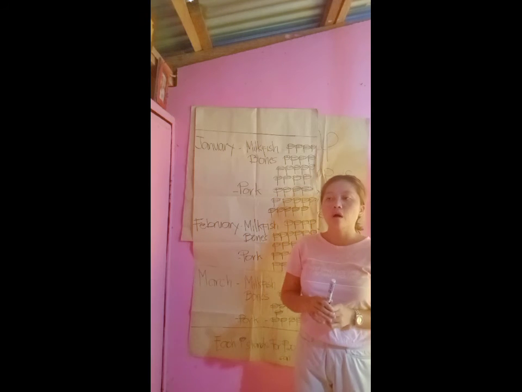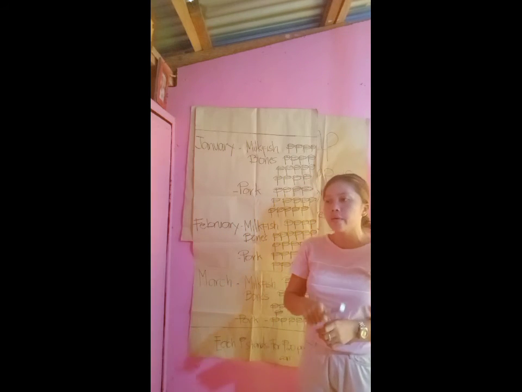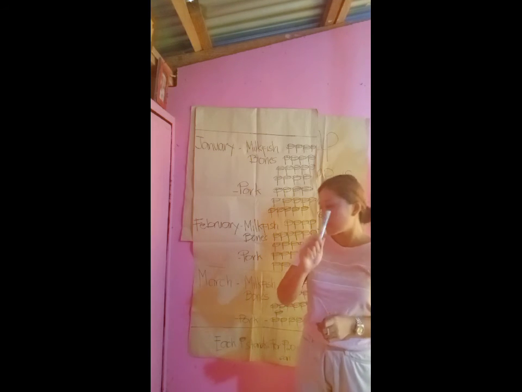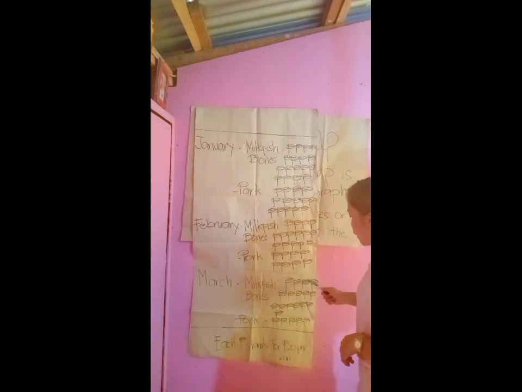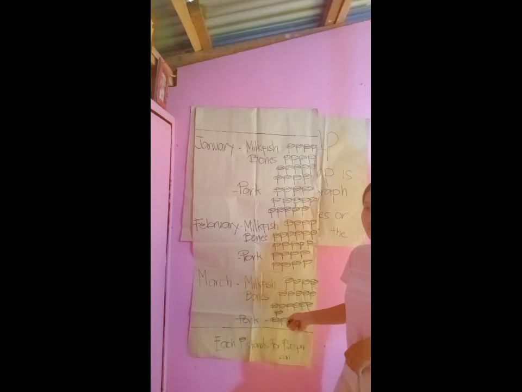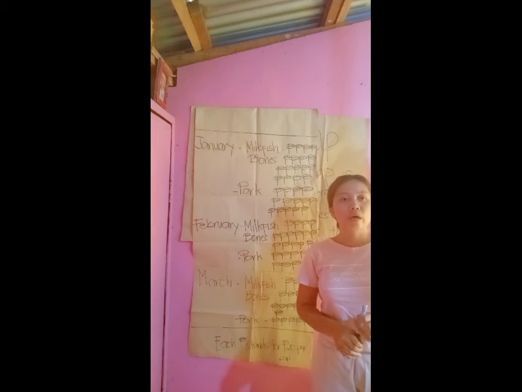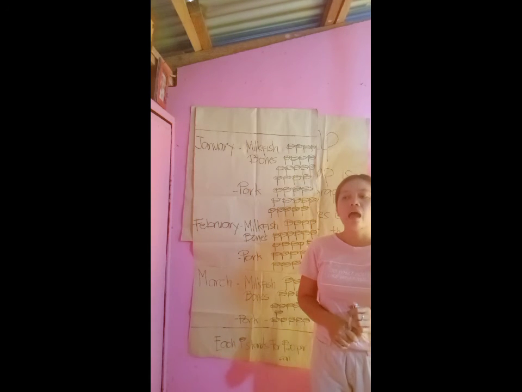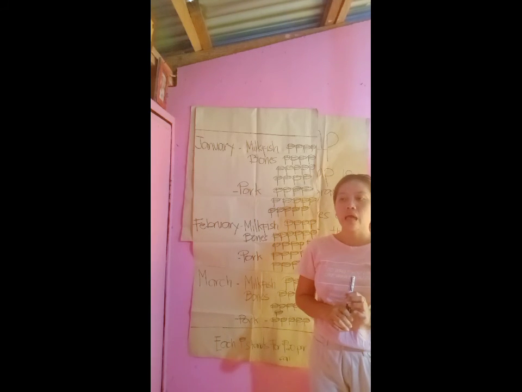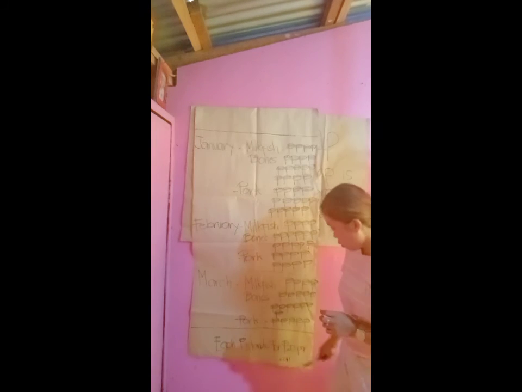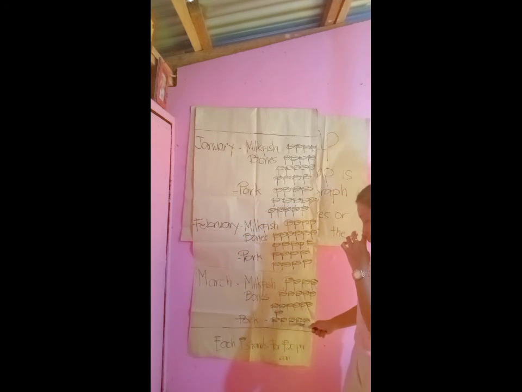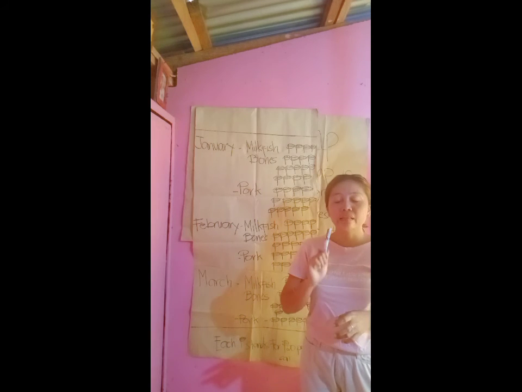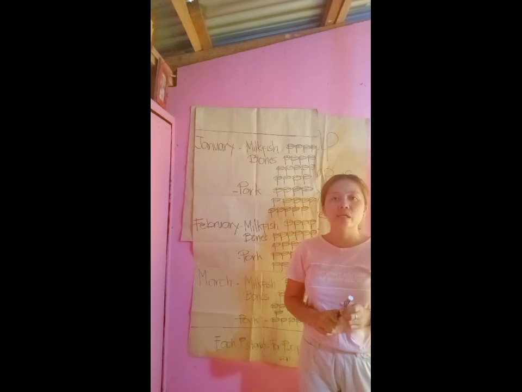And the last, milkfish bones is 320 pesos. Then I count the peso signs. 1, 2, 3, 4, 5, 6, 7, 8, 9, 10, 11, 12, 13, 14, 15, 16. 16 peso signs times 20 equals 320. And the pork sales in March is 120, and I count the peso signs. 1, 2, 3, 4, 5. 5 peso signs times 20 equals 120 pesos.